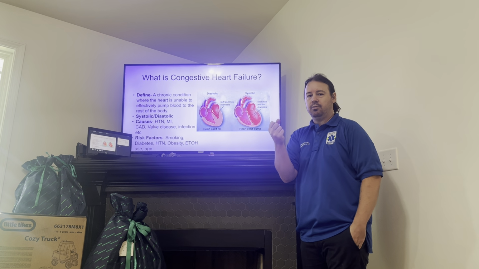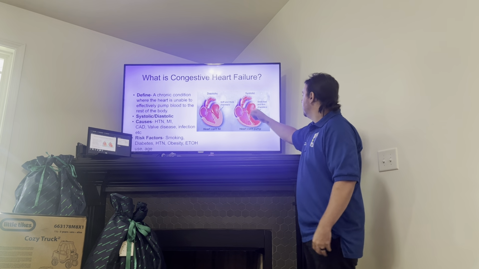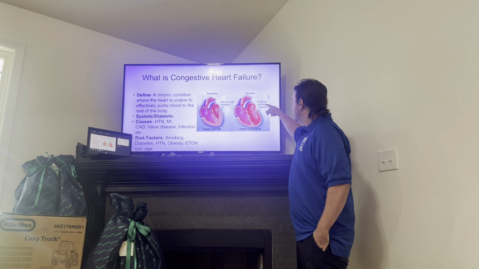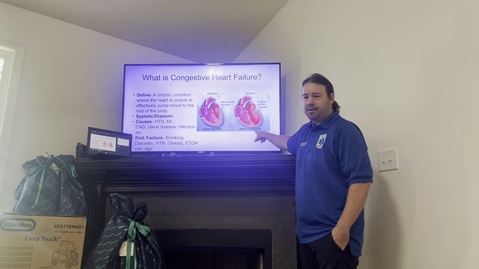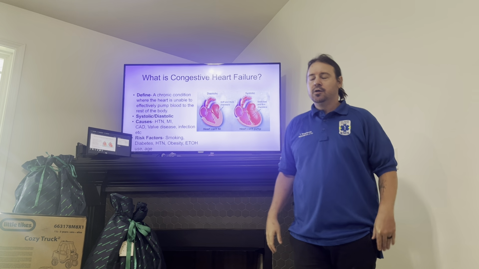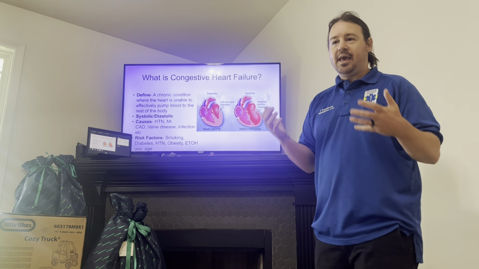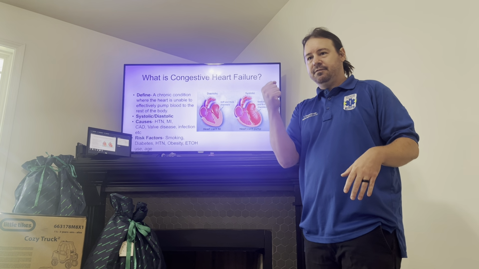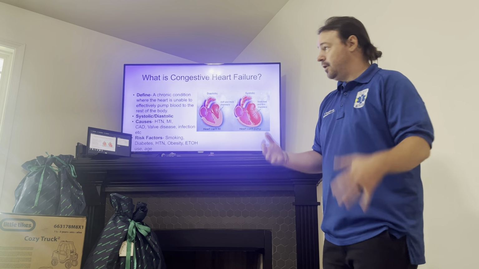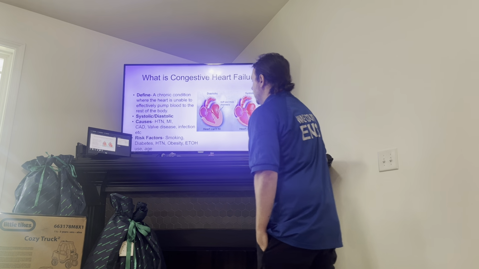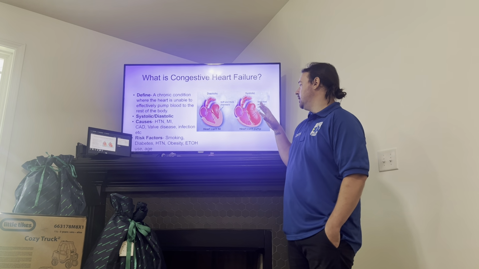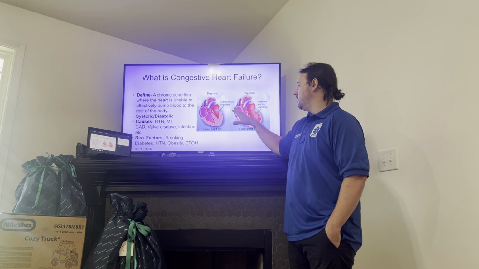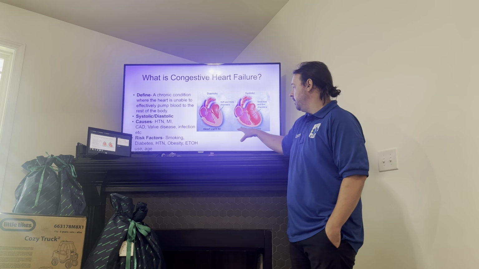So systolic we know to be the contraction phase. This is actually when the walls of the heart are stretched, thin, and weakened so that it can't pump effectively, okay? So when the heart itself is failing to pump effectively, that's systolic heart failure, okay? So let's take a look at how some of these things can actually cause heart failure, right?